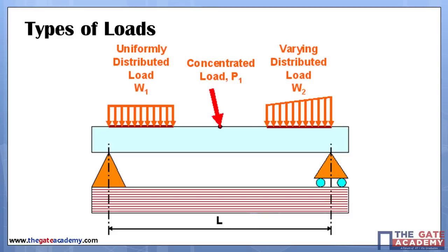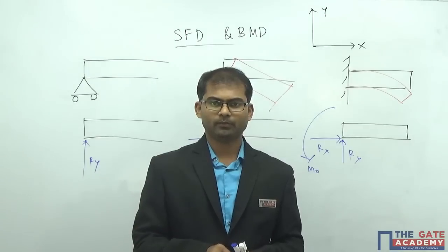Now let's see the types of loads. On this diagram, there are three types of loads, which are the majorly used loads. The first one is the uniformly distributed load, which has the same intensity along that particular length. If the load is acting at a point, we call it a point load or concentrated load. And if the intensity of the load varies along the length, we call it a varying distributed load.